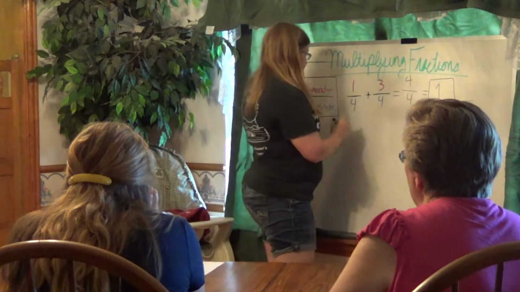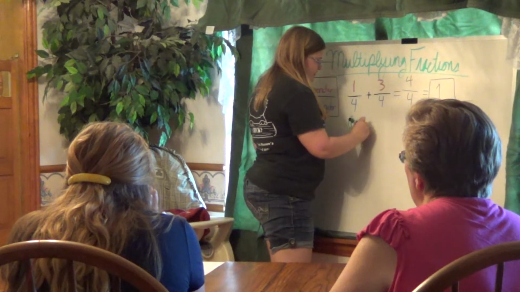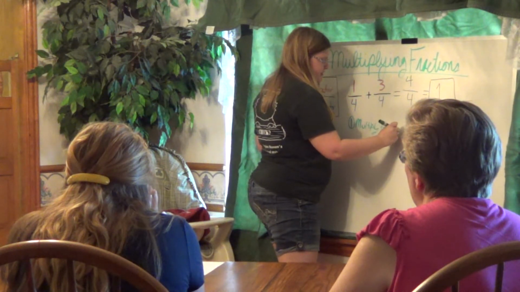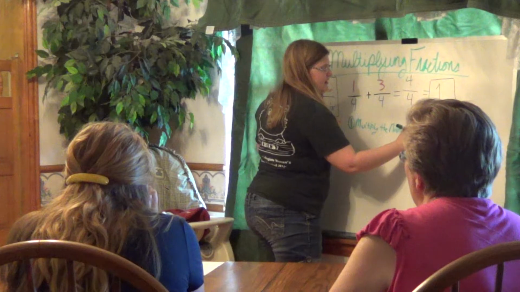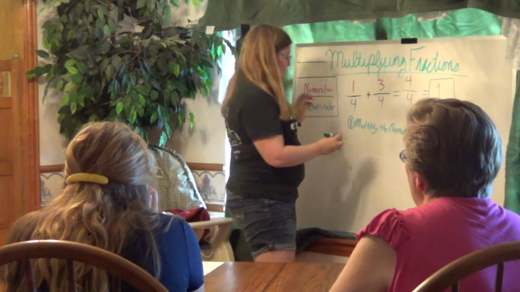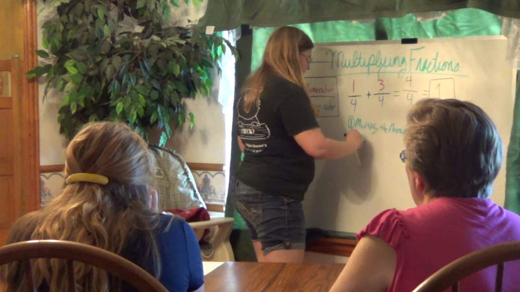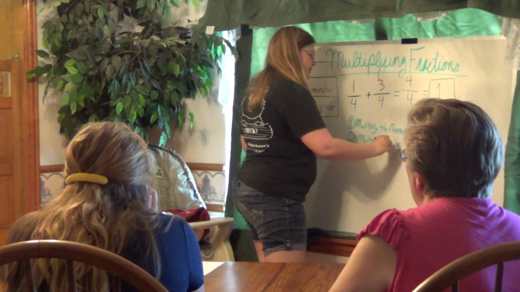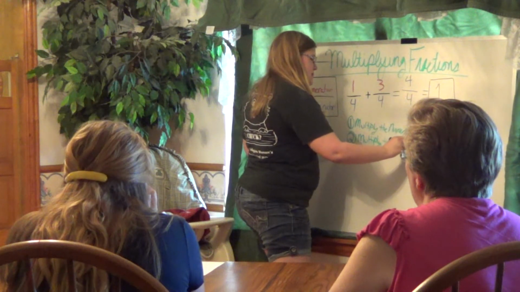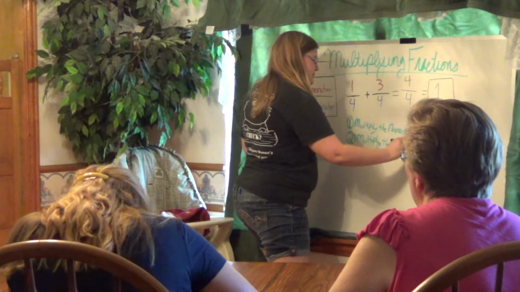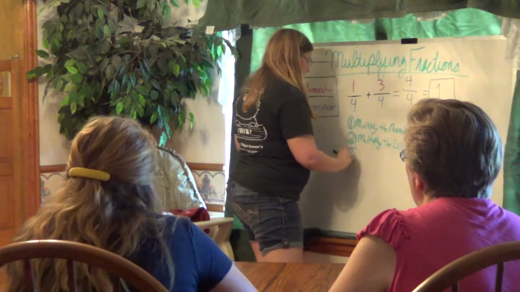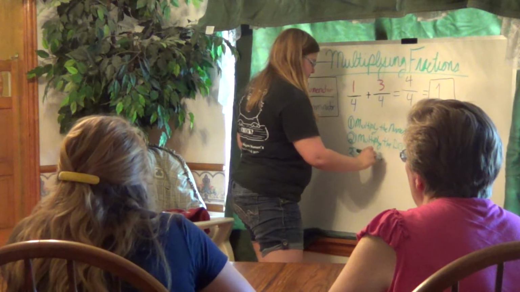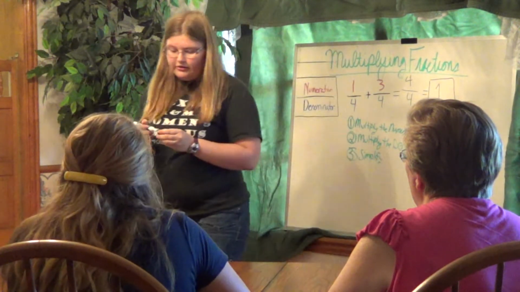Step 1, you multiply the numerator. Oh, my handwriting is terrible. Okay, so step 2, you multiply the denominator. Gosh, that's terrible. Okay. And step 3, you simplify.